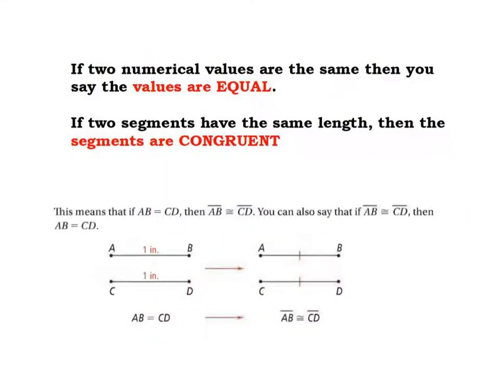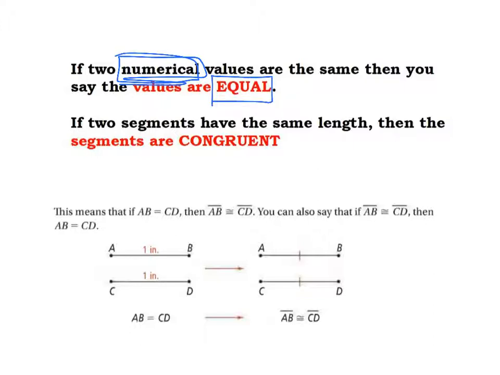Now, as we talk about these segments, let's talk a little bit about that notation. It says if 2 numerical values are the same, then you say that those values are equal. 5 is equal to 5, or in this case when I'm doing segment XZ is equal to 3, or whatever it might be. If you're talking about numbers, that's the big thing, then you use an equal sign.